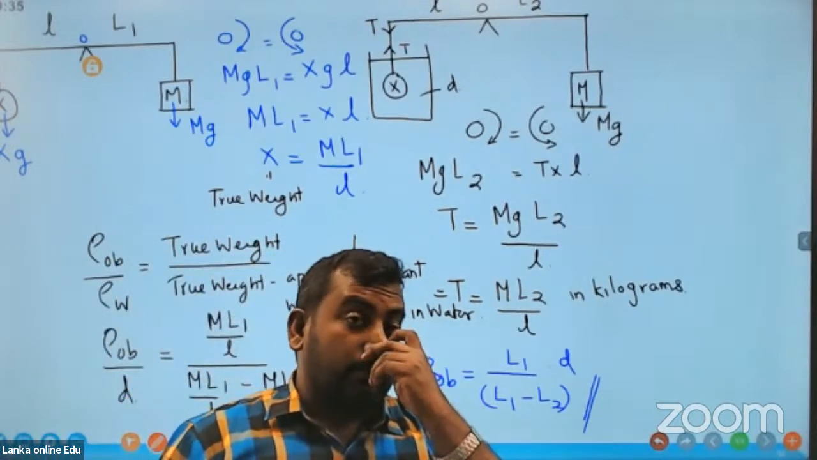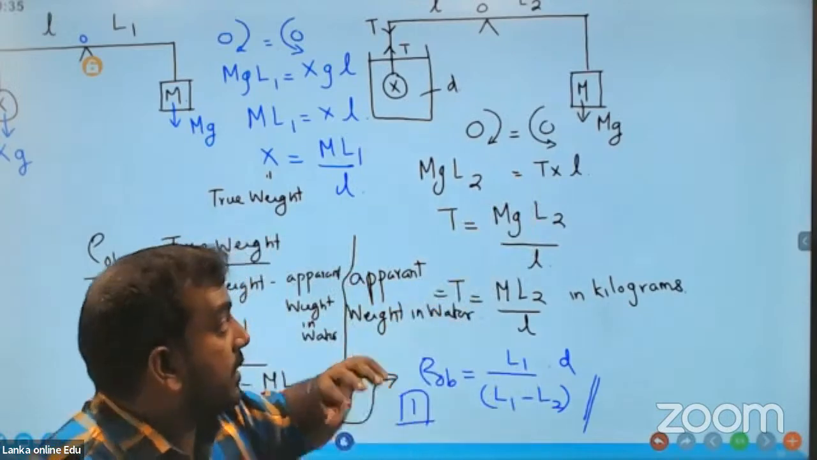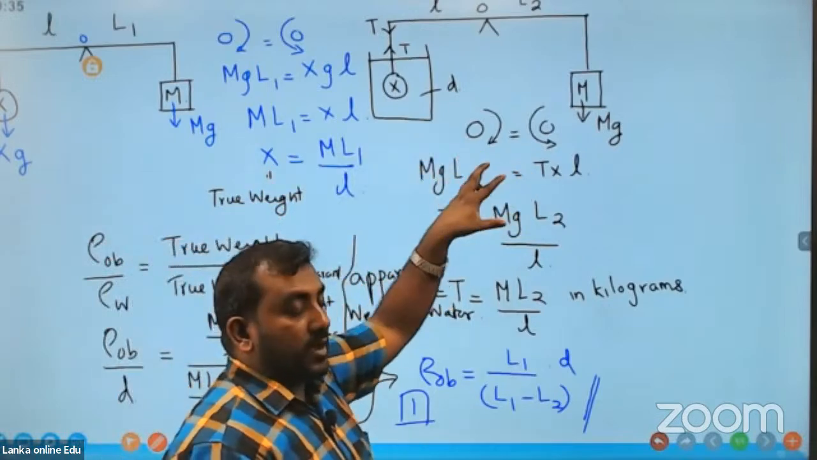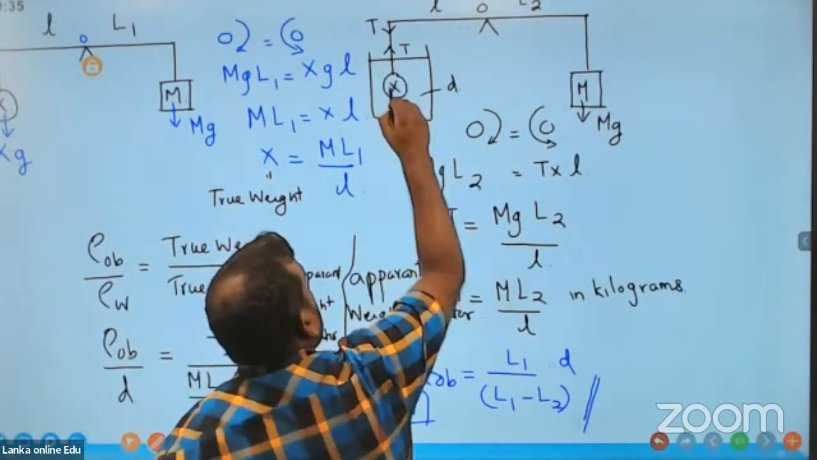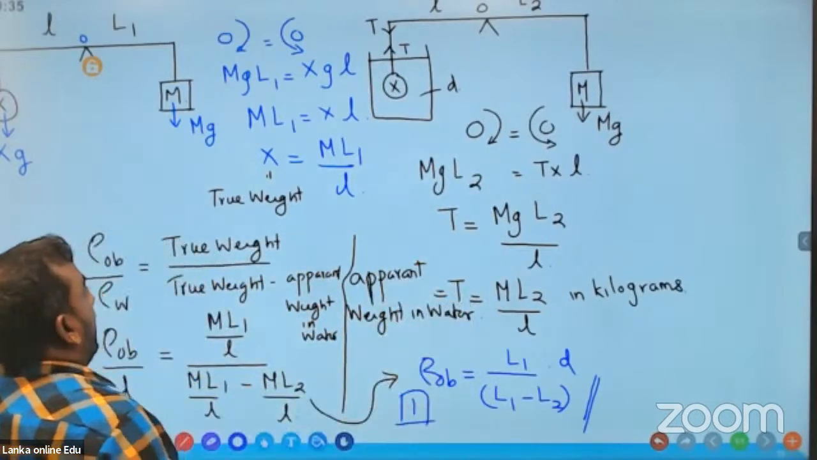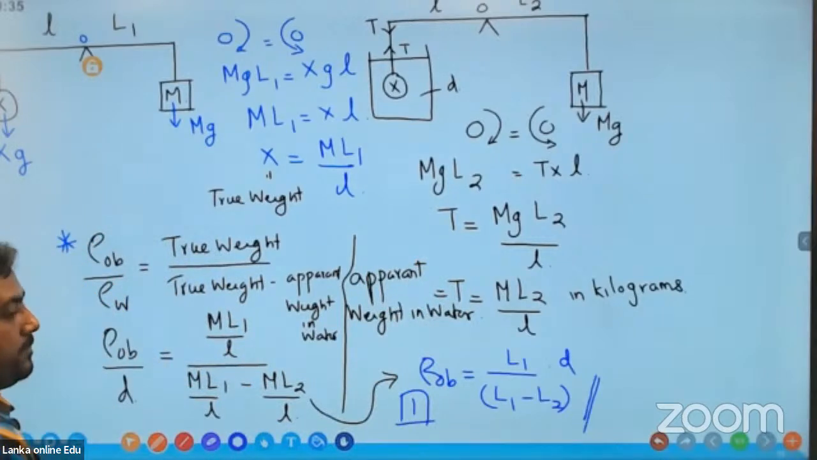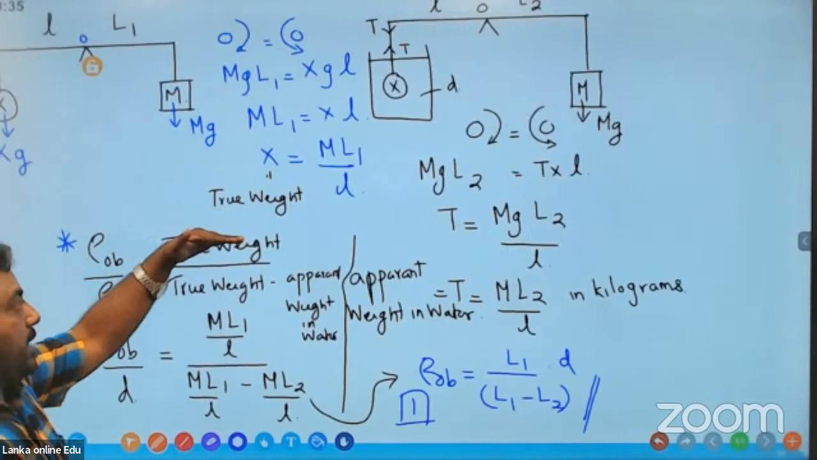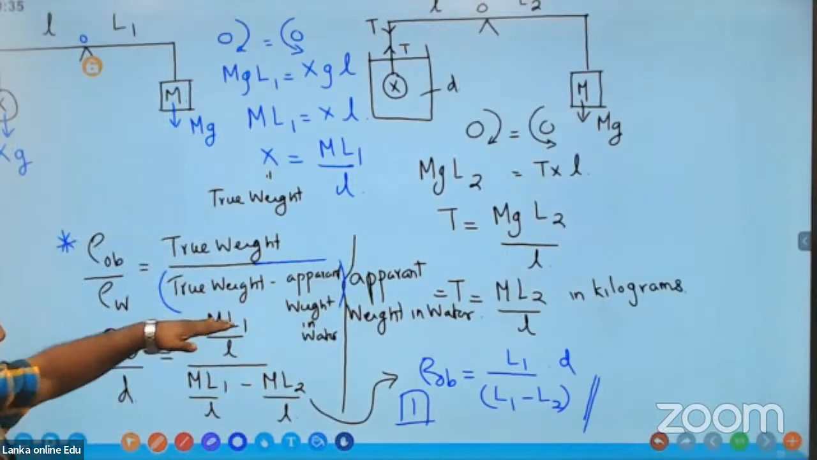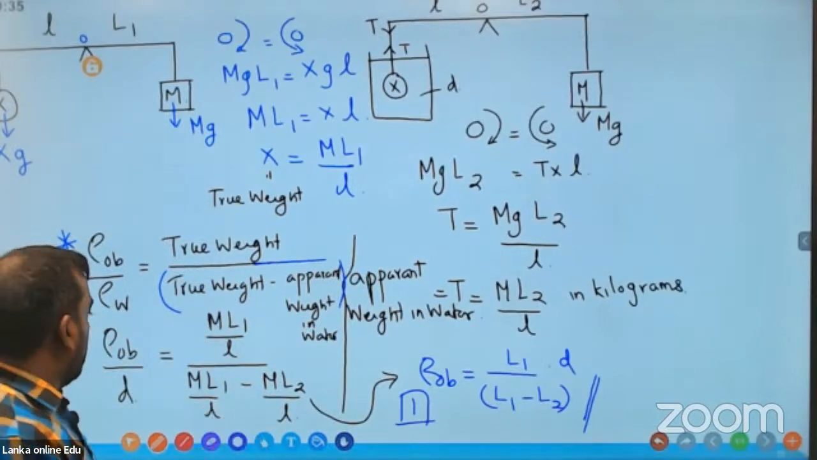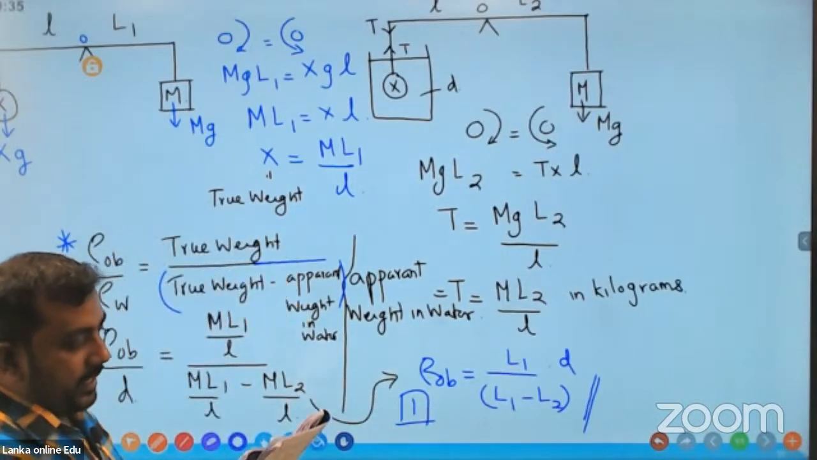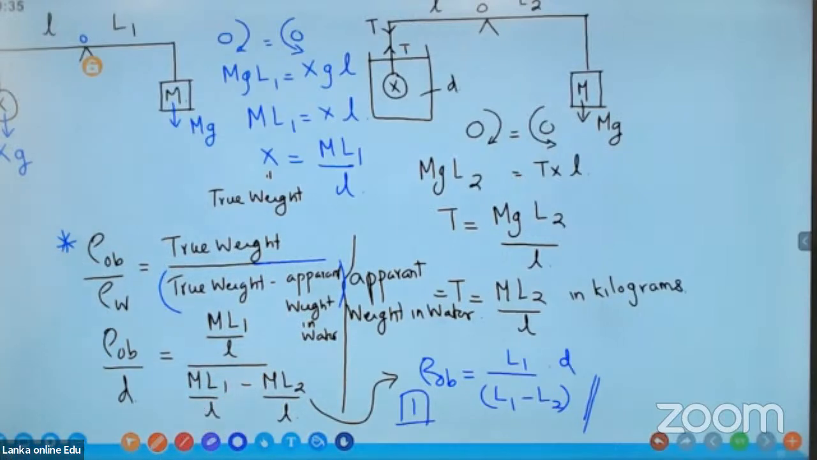So, an ideal question. Sometimes they can ask a question like this as a structured question also. True weight you find separately. Once you fully submerge in water, you can find the apparent weight, which will be the tension. Don't forget this equation: density of the object is true weight divided by true weight minus apparent weight in water. Substitute, common terms cancel off, and you get L1 divided by L1 minus L2 times B.